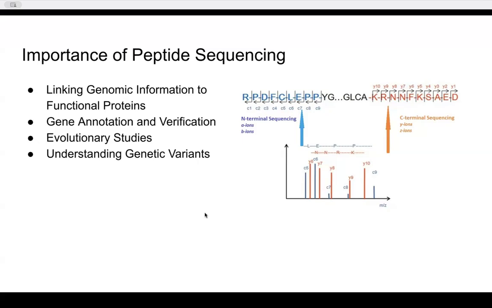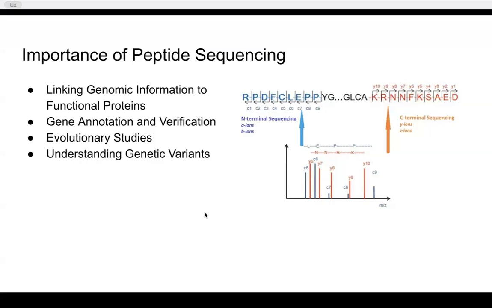Peptide sequencing is also useful for evolutionary studies. So when we compare peptide sequences across different species, we can trace evolutionary relationships and identify conserved proteins. And conserved proteins are always of interest because the running hypothesis is that they are the ones that are essential for life, for survival.